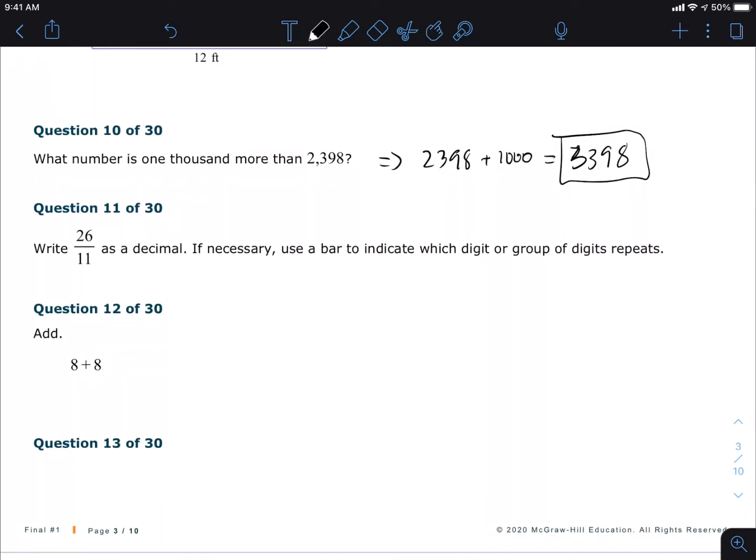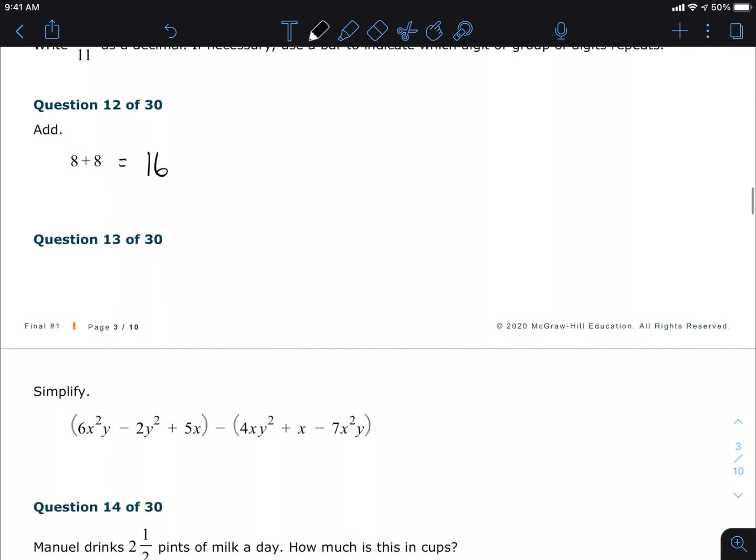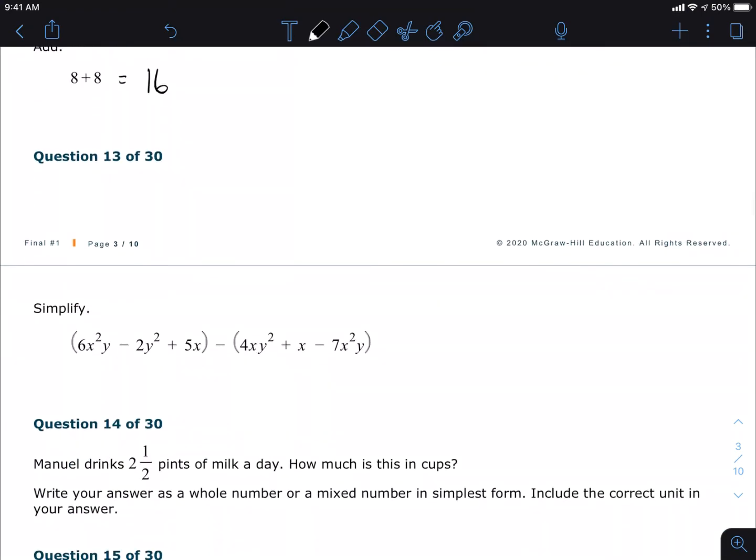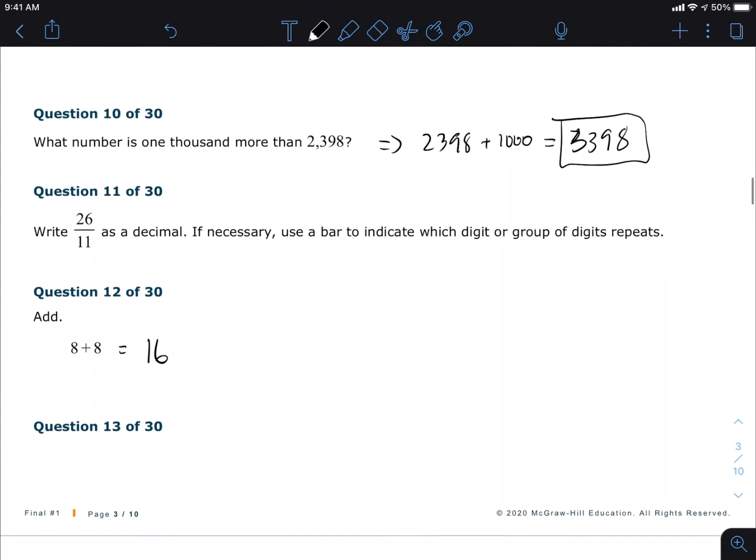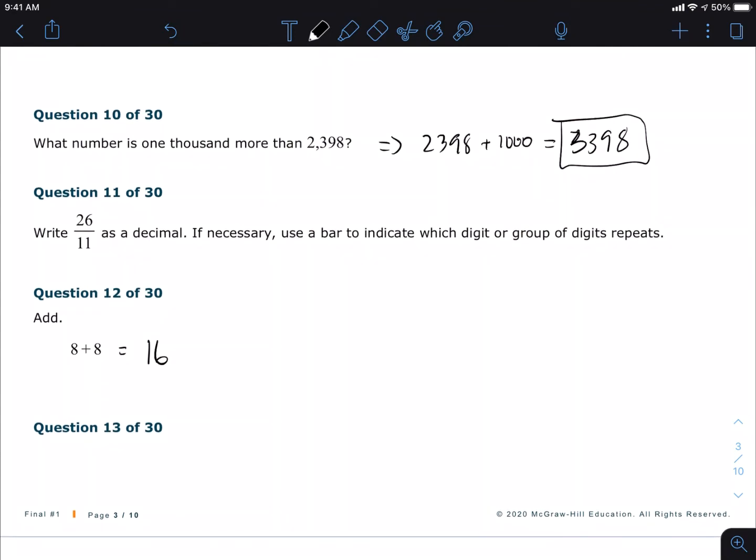Wow, number 12. 8 plus 8. 16. 13 now it says to simplify. And so now we're getting into some more of the... So you skipped 11. Oh, I did. Oh, I did. That's funny. Thank you. So with number 11, it's... Thank you for pointing that out.